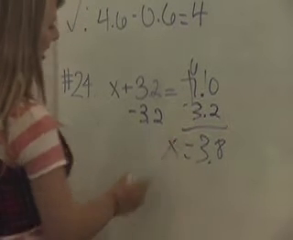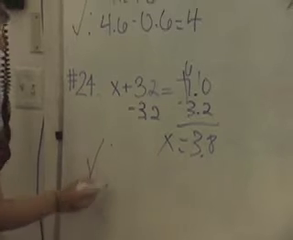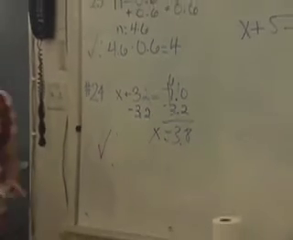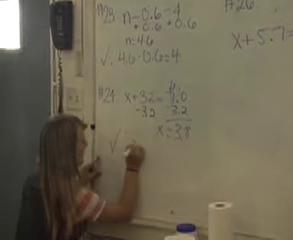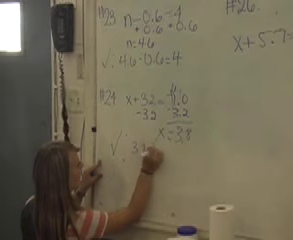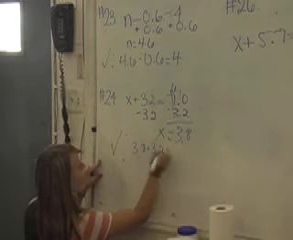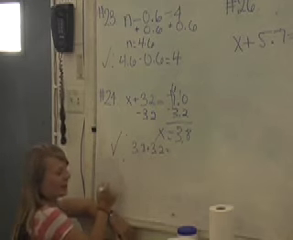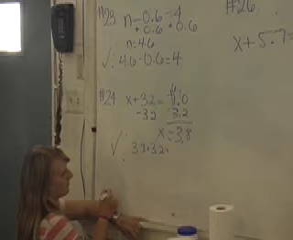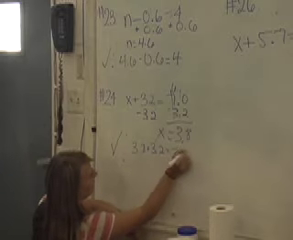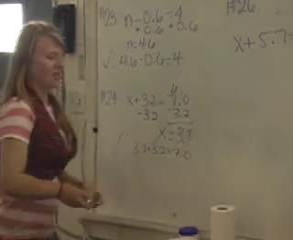And if we wanted to check our answer, what would you do? Put 3.8 in as x. And what is this equal, Allie? 7.0. Very good. All right.